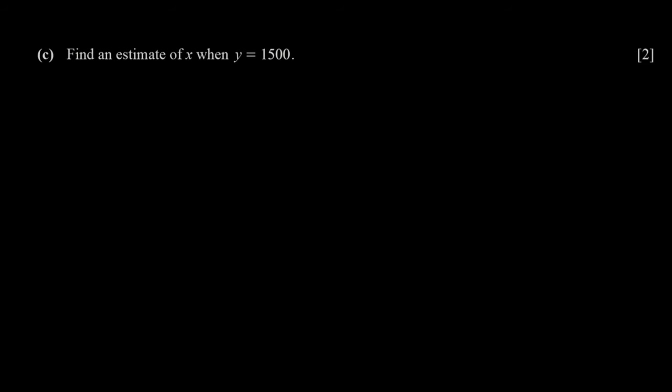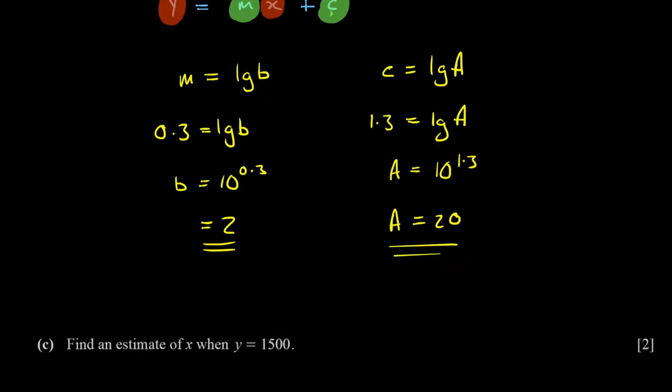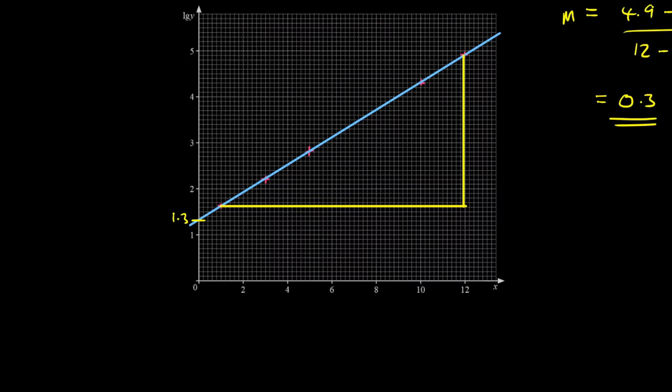Okay, part C of this question: find an estimate of x when y is equal to 1500. Well, I think the key word here is estimate, so I think we can use the graph. On the graph, we've got log y against x. So what we want to do is find log 1500. If I put that into my calculator, log 1500 is 3.17. So that's 3.2 basically for our graph. So what I'm going to do is go up to my graph and find out where 3.2 is.